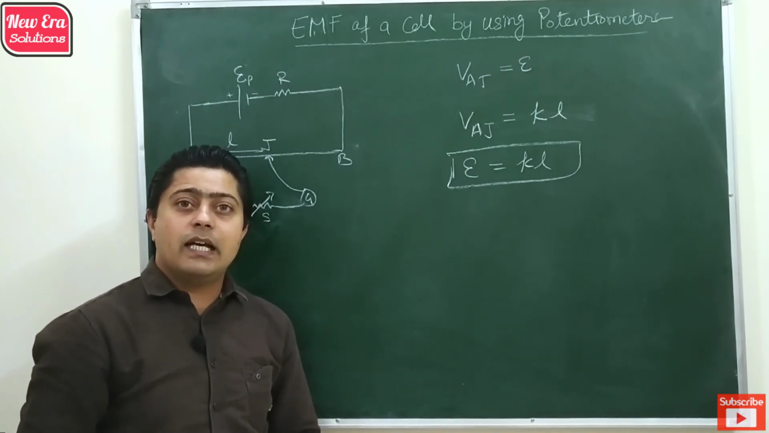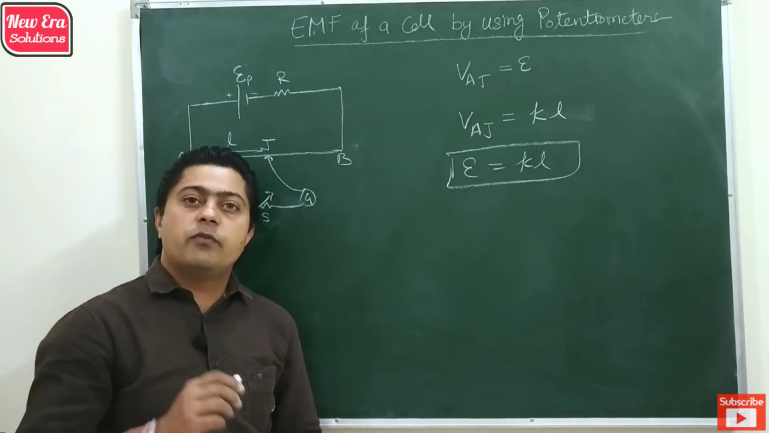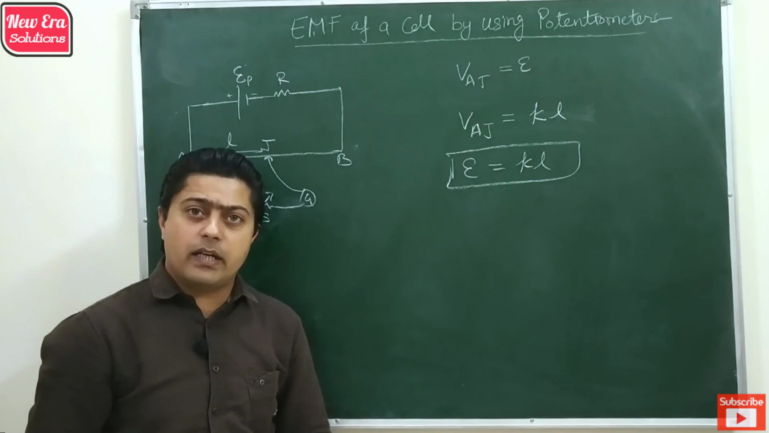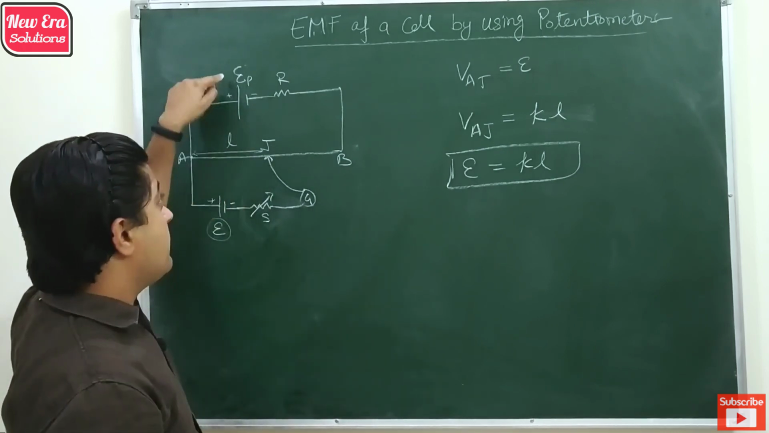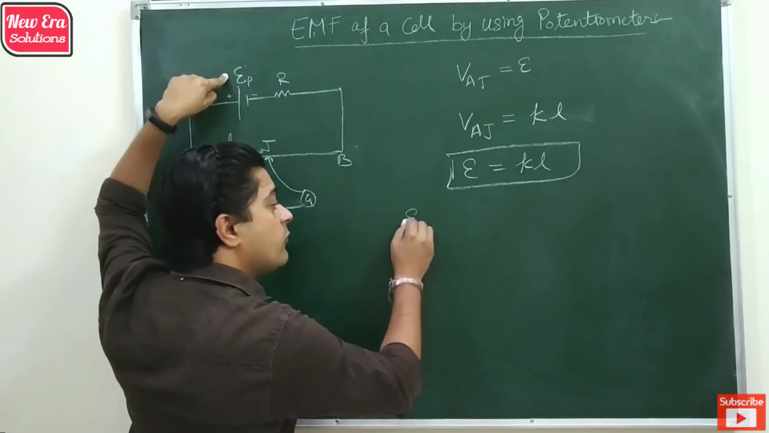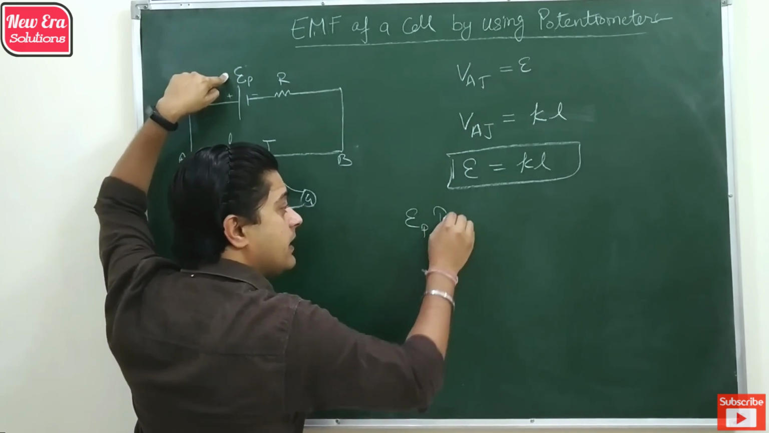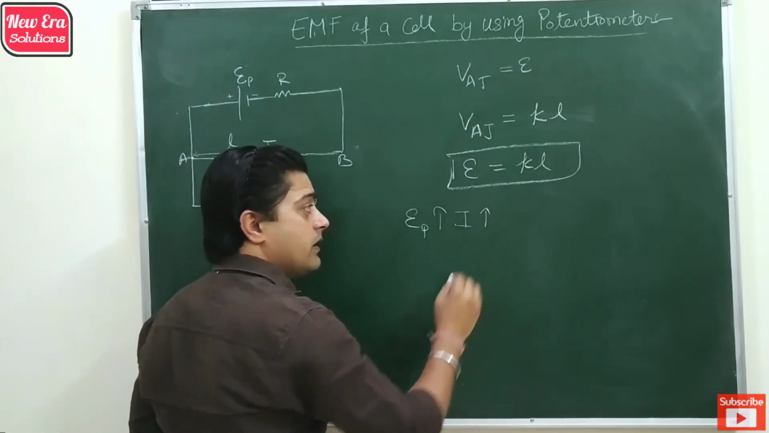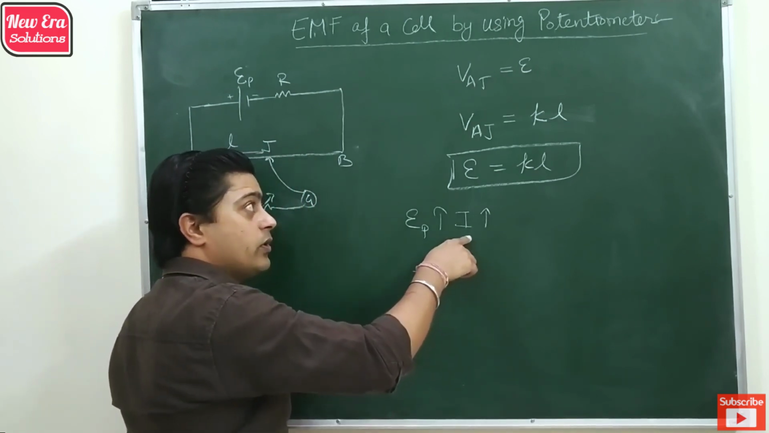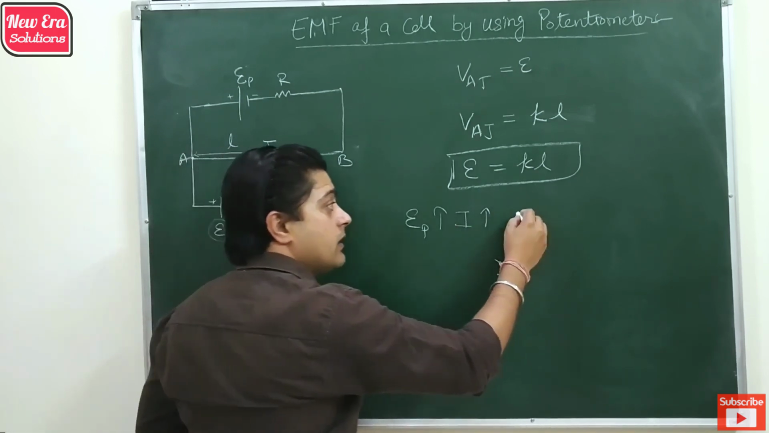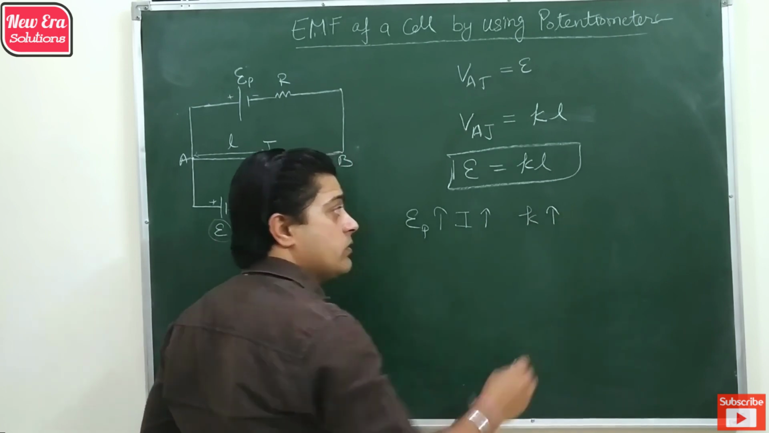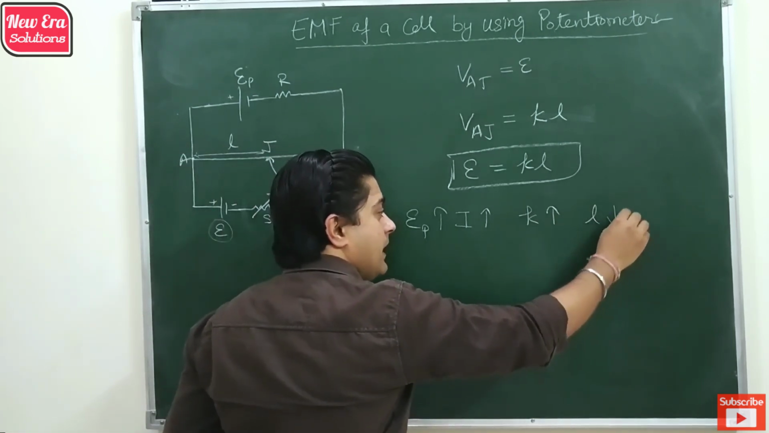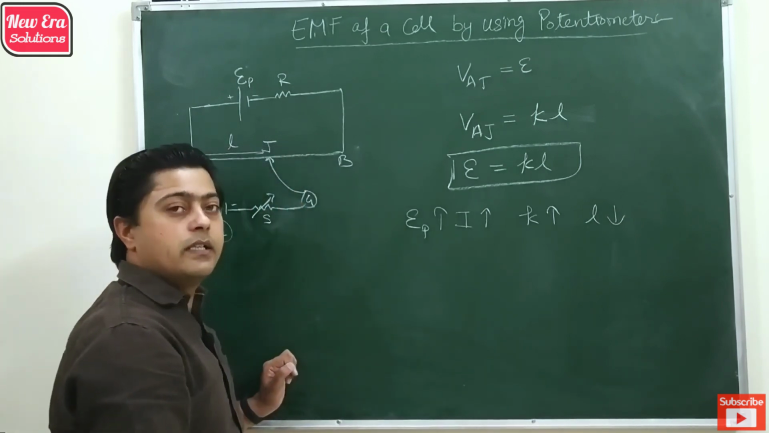Now if you want to check the variation of balance length with the various parameters, then if the EMF of the primary cell increases, the current in the potentiometer also increases, and due to the increase in current, the potential gradient is also higher. So we get the balance length at a shorter distance.